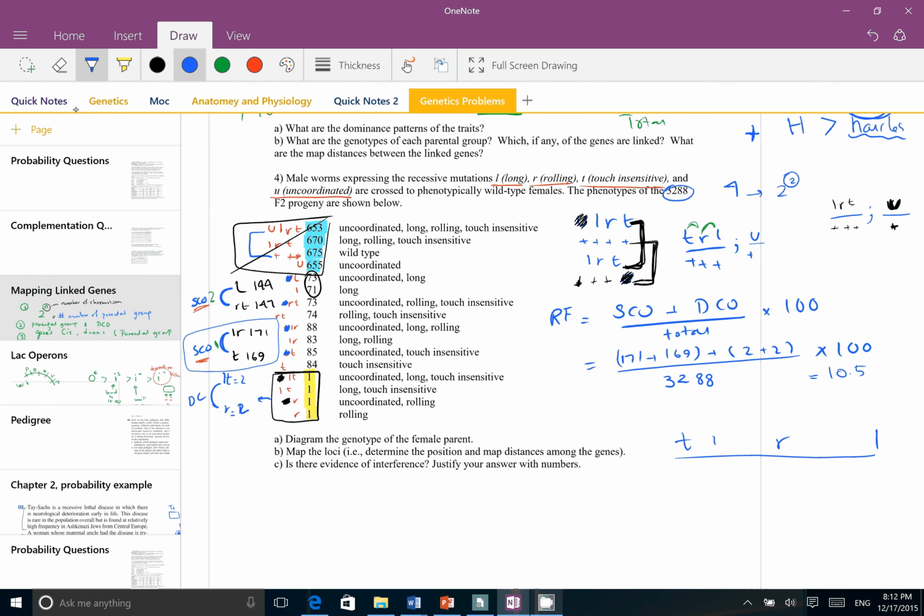Okay, 10.5 MU, and then this is RF1, RF2. I'll use these two numbers: 144 plus 146 plus 2 plus 2, whole thing over this one, times 100.